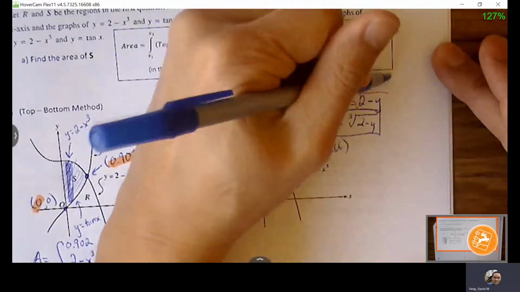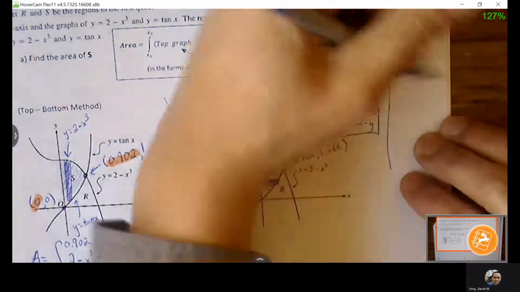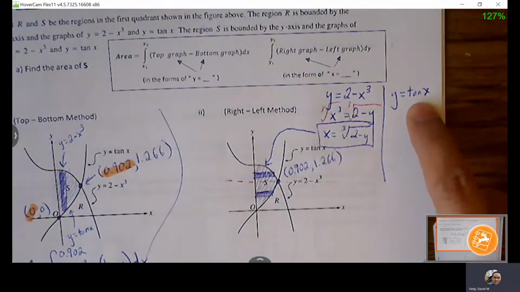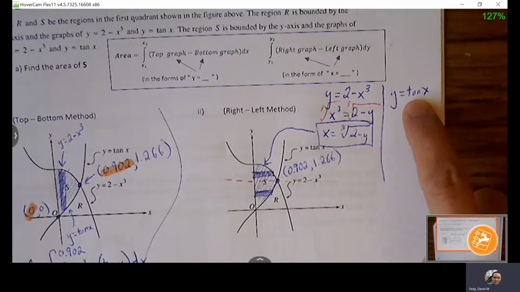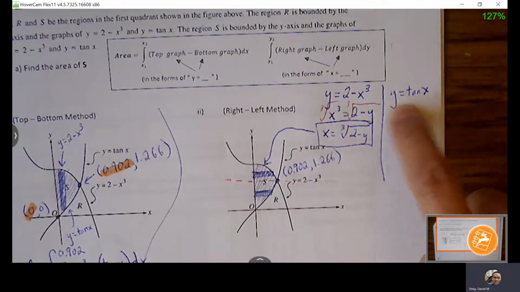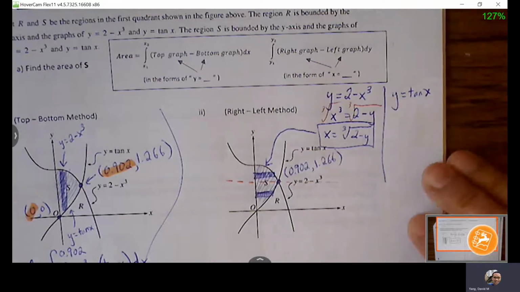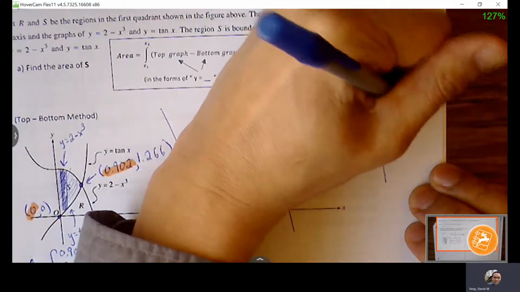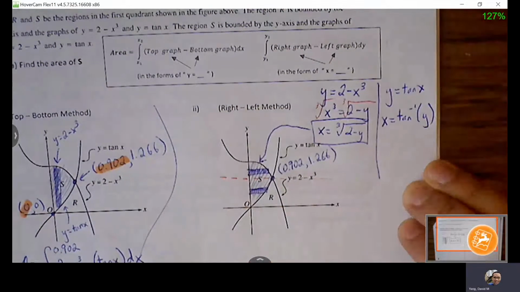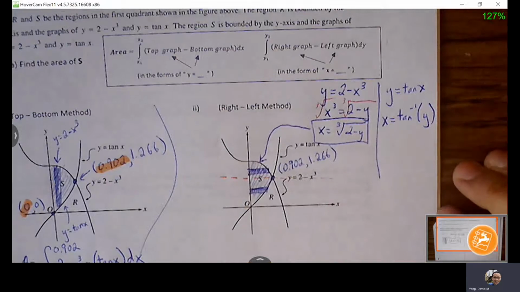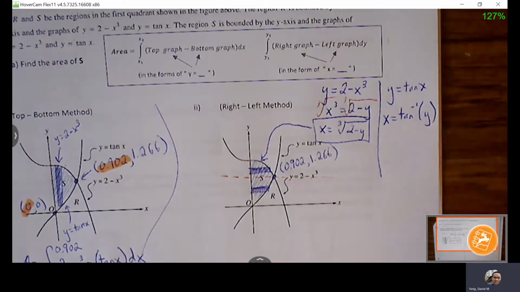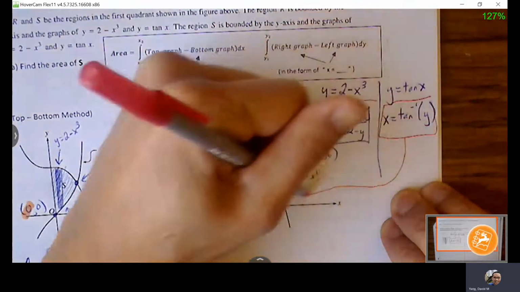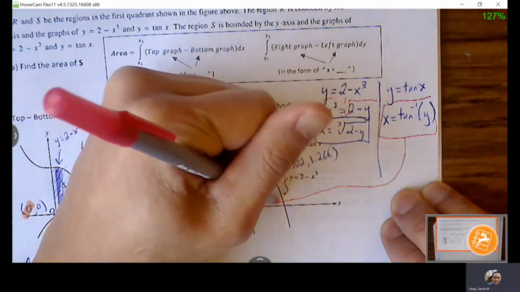Same thing, we need to adjust our tangent equation. How can I rearrange this to get the x by itself? We've got to move the tangent, right? What happens if I move the tangent? It becomes what? Inverse tangent, right. That allows us to move the trig from one side of the equation to the other. So x equals inverse tangent of y is now the equation that we're going to call this one here.